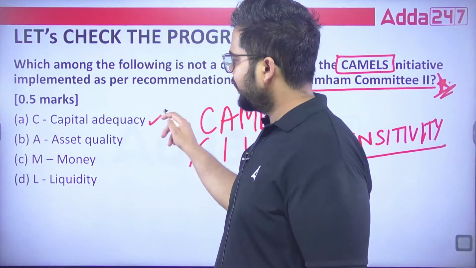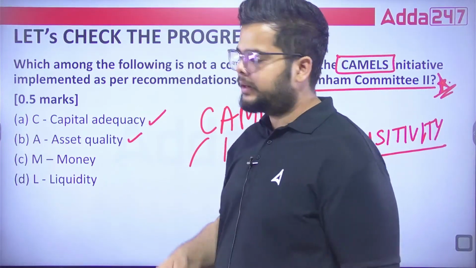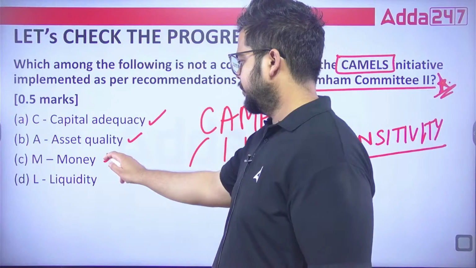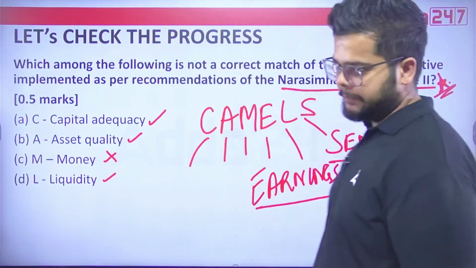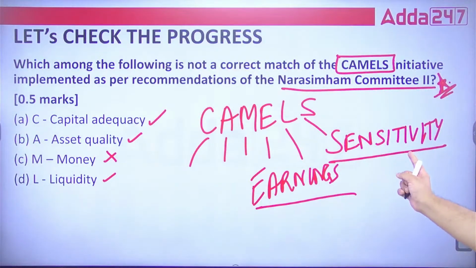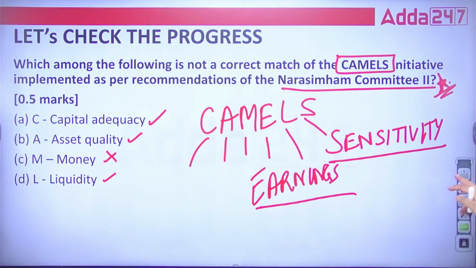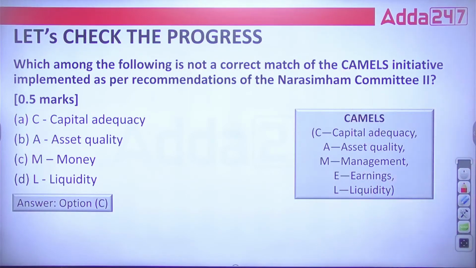C is for capital adequacy. Yes, correct. A is for asset quality. Again, correct. M is for management, not money. So this is wrong. L is for liquidity. Again, correct. Okay. So all the full forms you must know about the CAMEL's initiative. Option C will be the right answer because incorrect has been asked.